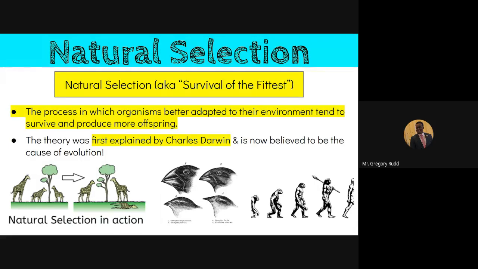So this process, natural selection, is the process in which organisms better adapted to their environment tend to survive and produce more offspring. The theory was first explained by Charles Darwin and is now believed to be the cause of evolution.